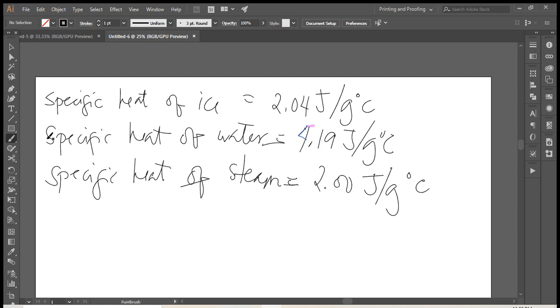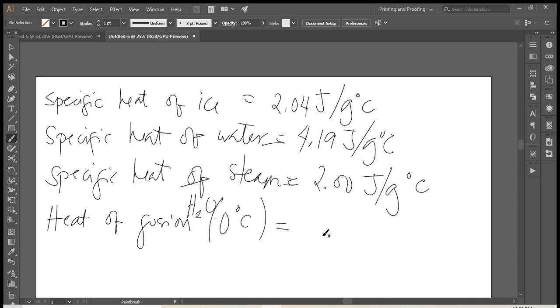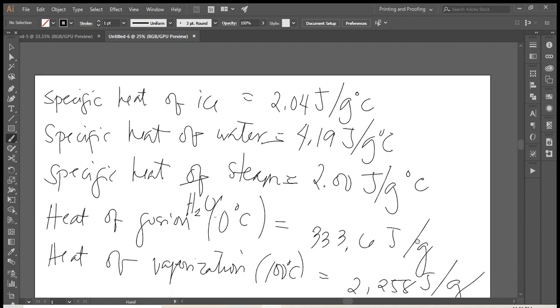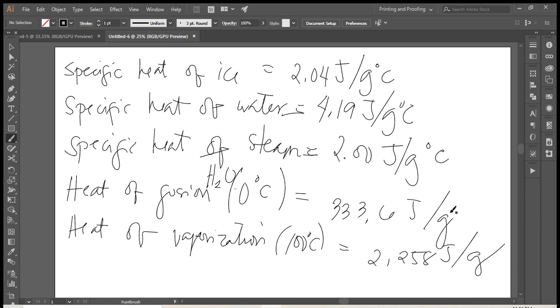And then we have here the heat of fusion of water at 0 degrees Celsius. The equivalent is 333.6 joules per gram. And for the heat of vaporization, still water, at 100 degrees Celsius, its equivalent is 2,258 joules per gram. Take note of these values just to familiarize yourselves.